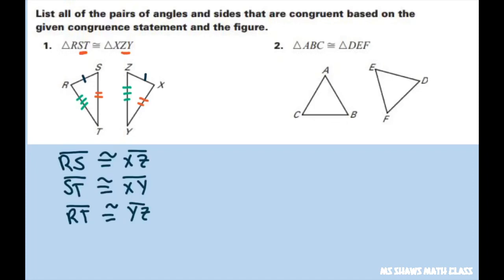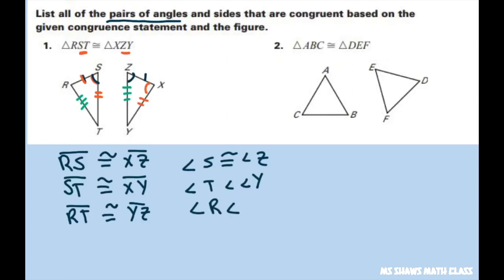Now, we have to do the angles as well. So our angles, you look at the sides. So between the 1 and the 2, that is X and T, or S and X. So angle S is congruent to angle X. Wait, let's see. Make sure I did that. No. Angle S, let's see, is congruent to angle Z. Sorry about that. And we also know that angle T is congruent to angle Y. And also angle R is congruent to angle X.